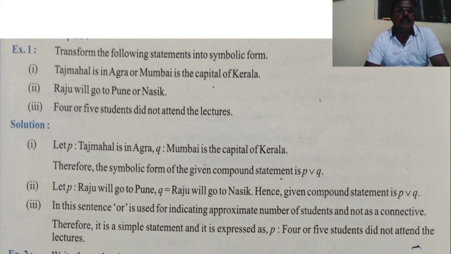The second compound statement is: Raju will go to Pune or Nasik. Or means disjunction. We know P or Q. Therefore, we take the first simple statement P: Raju will go to Pune, and Q: Raju will go to Nasik. Hence, the given compound statement is P or Q.